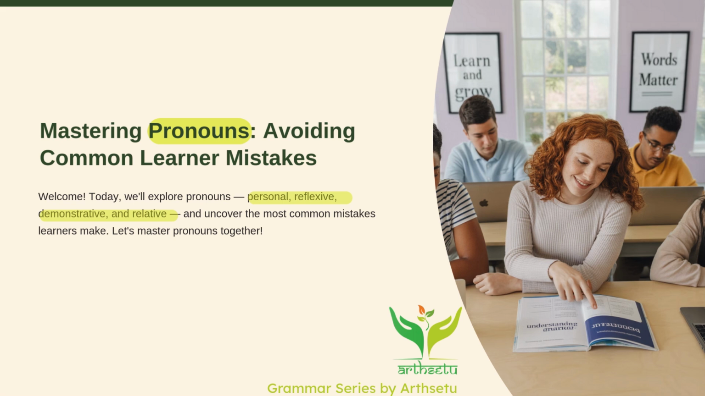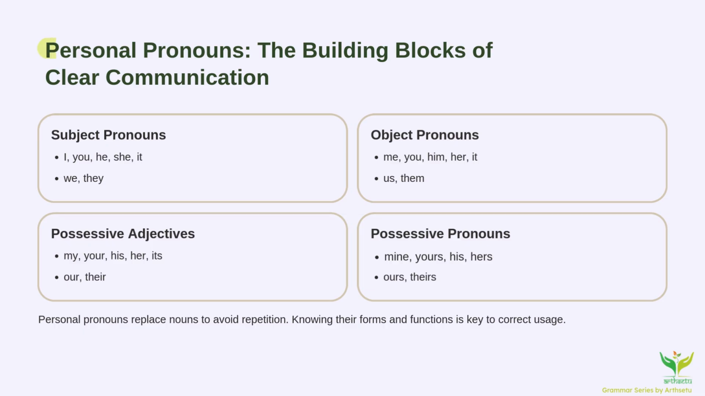So let's get started. Let's begin with personal pronouns. These are the little words that replace nouns, so we don't repeat names again and again. For example, instead of saying Ria is Ria's best friend, we say Ria is her own best friend.